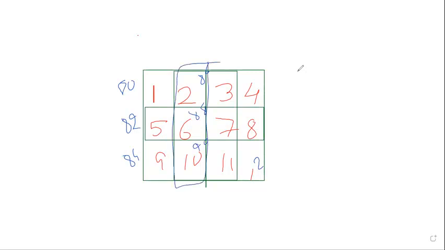Because if the values are stored near to each other in the memory, then it becomes easy to extract them. Clear? So this is the column major and the earlier one was the row major. Okay, so let me shift to the other screen.